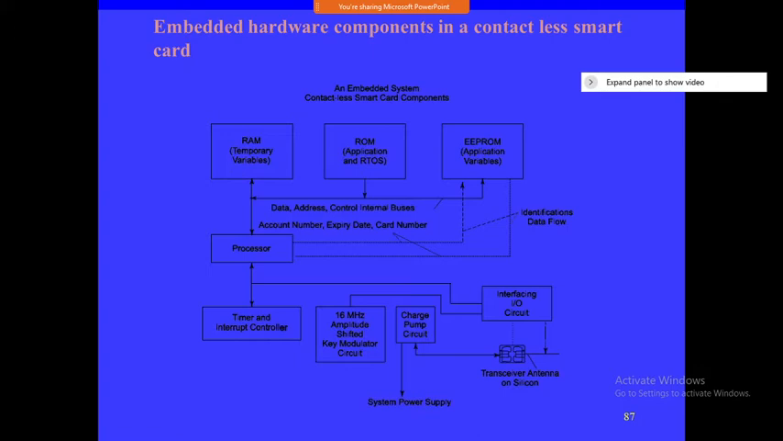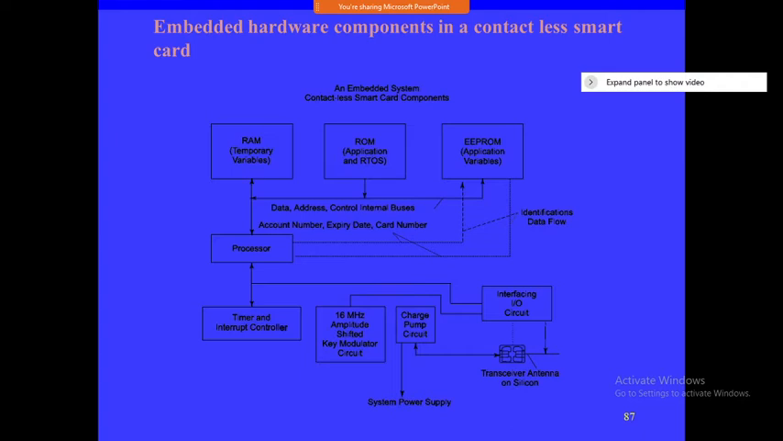Next, ROM is there. It is for the applications and the RTOS. Whatever application software is specific to the device will be stored in the ROM, and the related RTOS for scheduling and executing. For those things, we are going to use the ROM. Next is the EEPROM. This is used for storing the application variables. Next is the timer and the interrupt handler. Timer is used for the timing requirements of the system. Interrupt handler is to smoothly run the system.